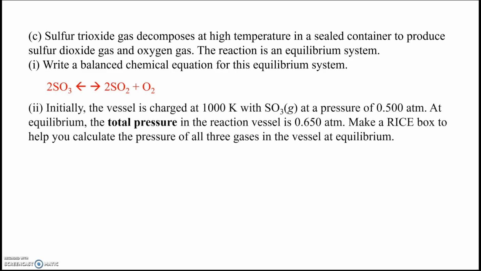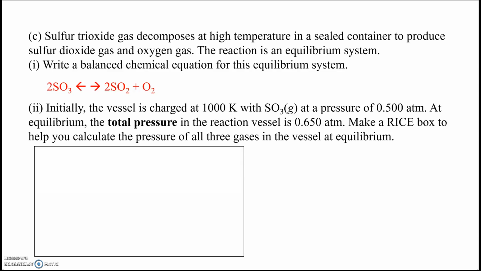Initially, the vessel is charged at 1,000 kelvins with sulfur trioxide gas at 0.500 atmospheres. And at equilibrium, the total pressure in the reaction vessel is 0.650 atmospheres. We need to make a RICE box to figure out the pressures of all the gases. So here's how we do it. We draw a box, although you don't have to draw a box. We do RICE. So the first thing we do is we write our reaction. Give yourself lots of room. Do not try to make this too small or you'll make a mistake.